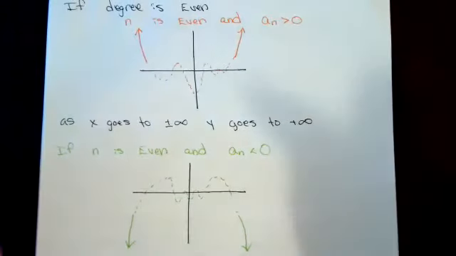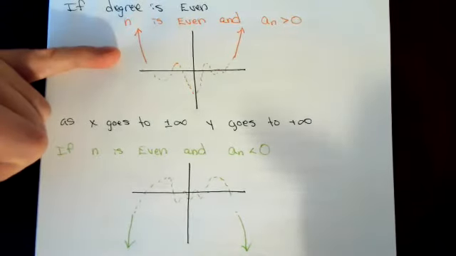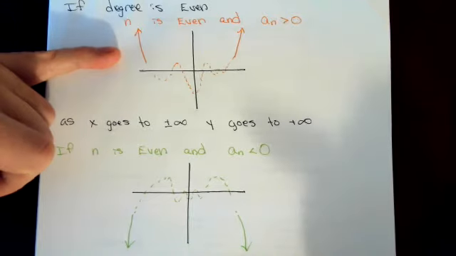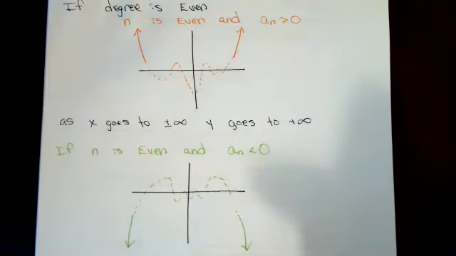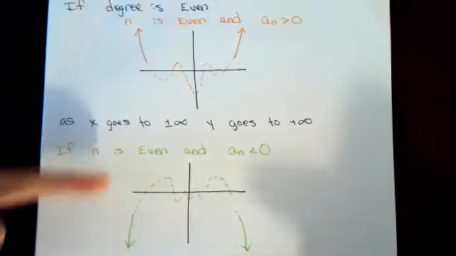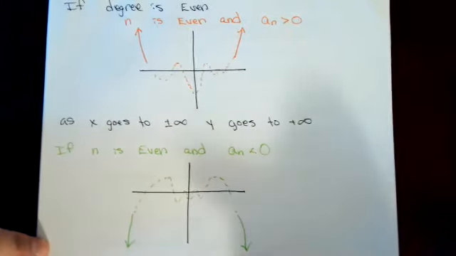So even degrees, key thing to remember, they're the easiest. Even degrees, both ends point in the same direction. Then all you have to remember is, if the leading coefficient is positive, both are going to positive infinity. If it's negative, both ends are going to negative infinity.